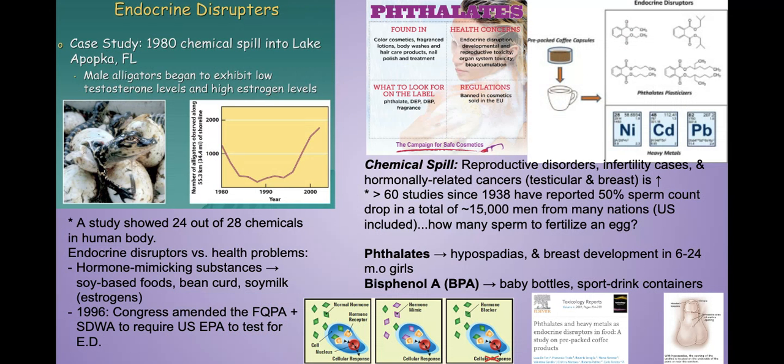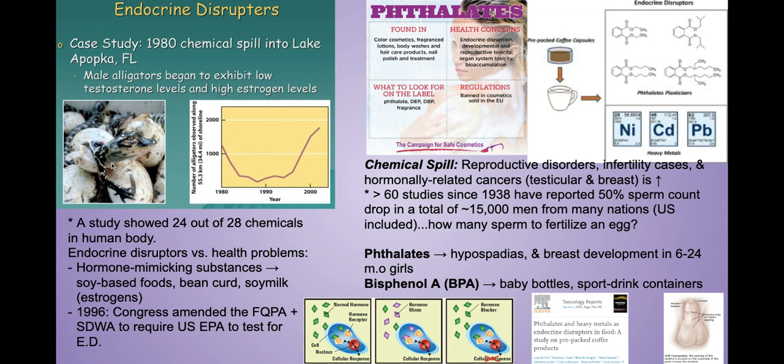Okay, so there was a case study in 1980 of a chemical spill in Lake Apopka in Florida. What happened was that there was a concentration of chemicals that affected the male alligators. It was observed that these alligators started to exhibit very low testosterone levels. Their male parts were very, very tiny. They had some, if you want to call it, feminine behaviors, and they weren't able to survive, and they were not able to reproduce.